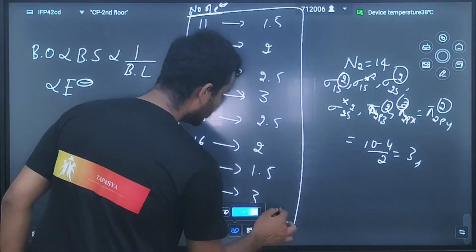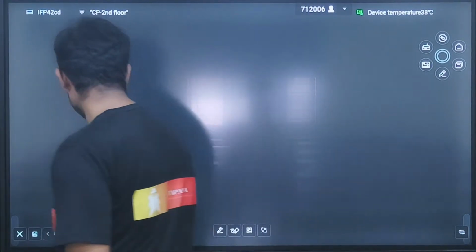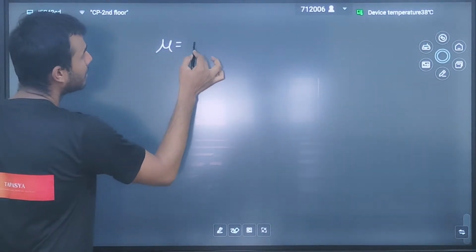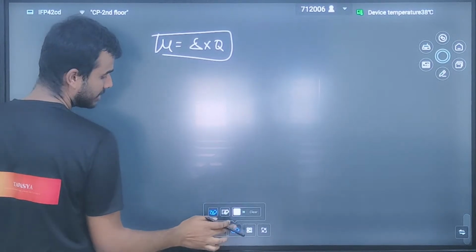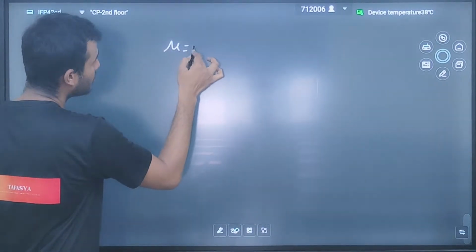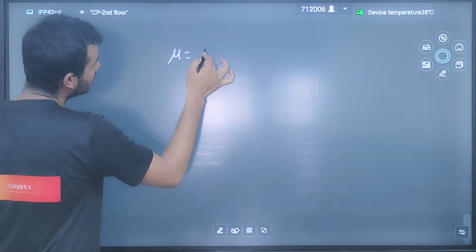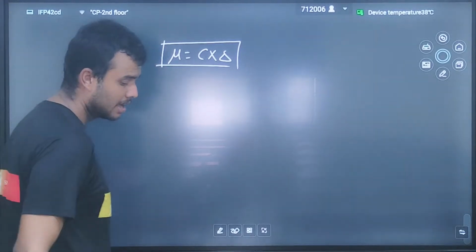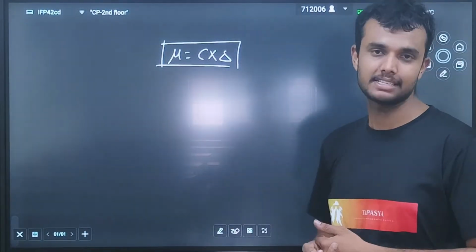Now, my dear students, we need to discuss two other important things. One is the dipole moment and the other is hydrogen bonding. My dear students, what is dipole moment? Dipole moment is nothing but mu. Mu is given by charge into distance, Q into D. This is the dipole moment.